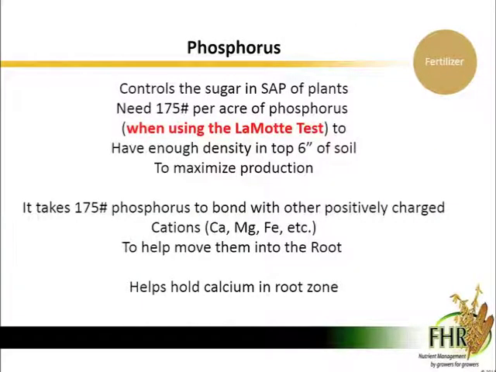The next thing to cover is your controls of sugar in the sap. According to the Lamont test, we need 175 pounds per acre of phosphorus to have enough density in the top 6 inches of that soil to maximize production. A lot of times what we find is that truly we are short on available phosphorus. I know that goes against some of the standard principles out here, but as we find farmers and growers that are hitting the top yields, whether we work with them or not, available phosphorus is a very, very critical thing. It takes up to 175 pounds to bond with other positively charged cations, calcium, mag, iron, etc., to help move them into the roots and help hold calcium in that root zone.